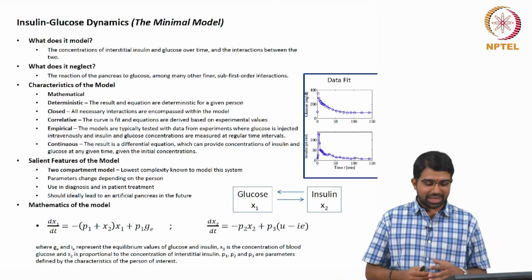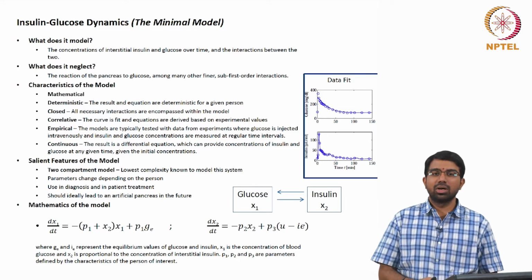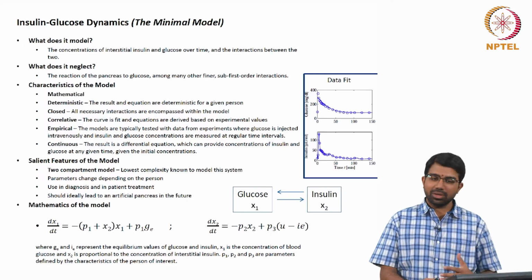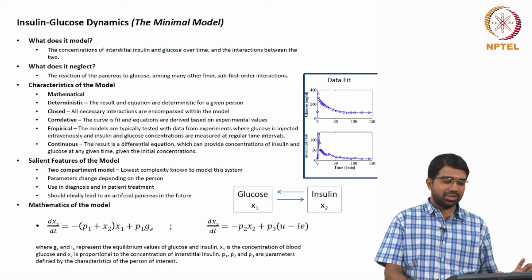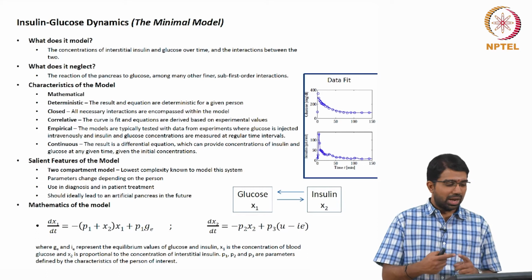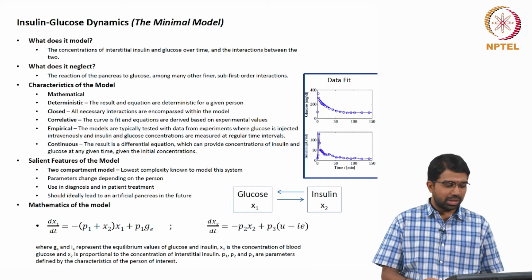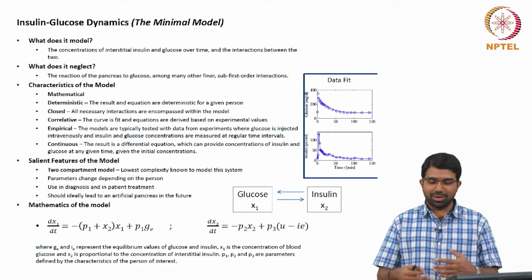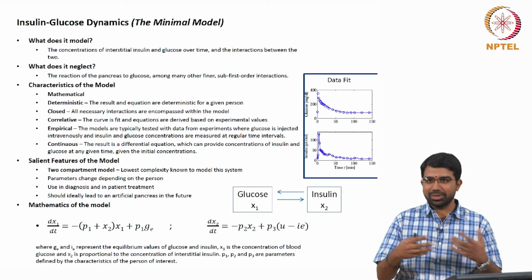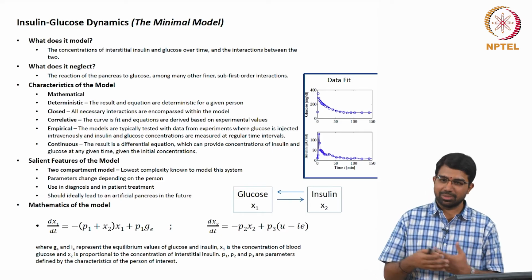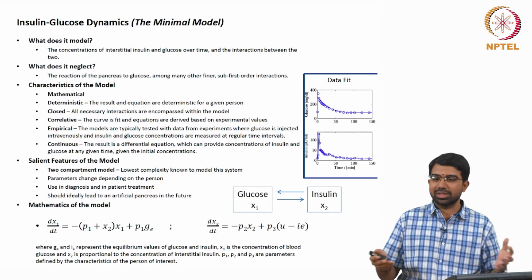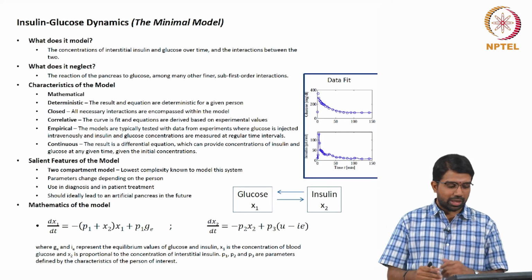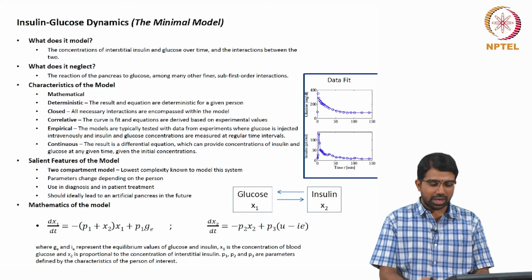Now this is a classic, very simple model of insulin glucose dynamics. It is a minimal model. What does it model? It just models interstitial insulin and glucose over time and the interactions between the two. It neglects so many other things. There is the pancreas, there is glucagon, there is a very complicated signaling network, some receptors involved, all that is ignored. It is a very simplified model of what happens to glucose and insulin.